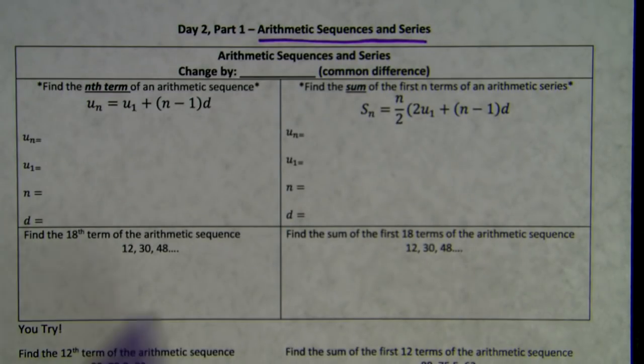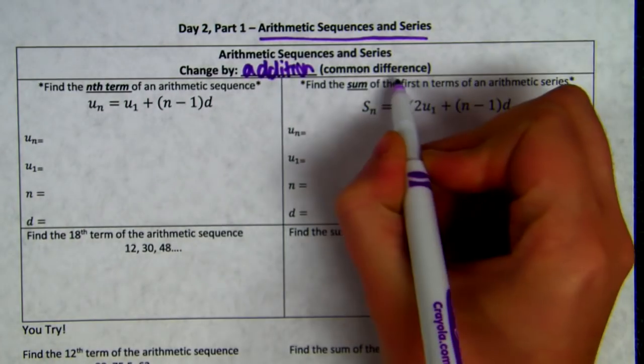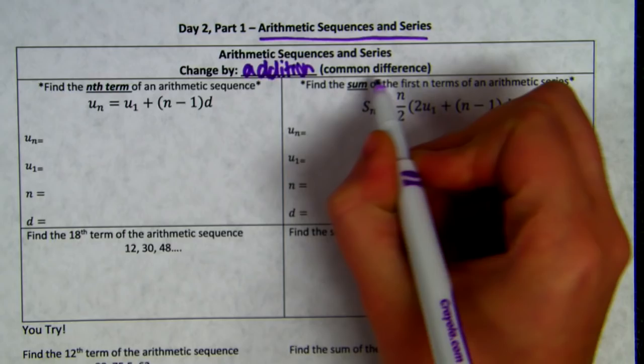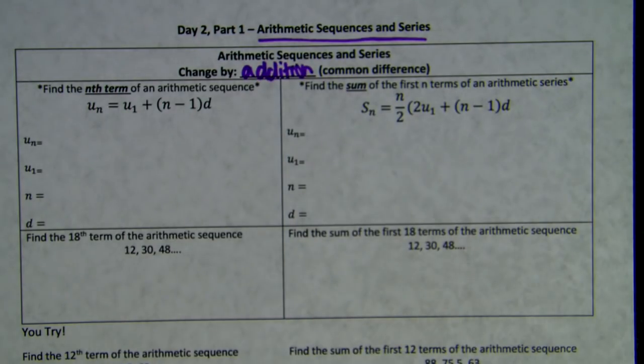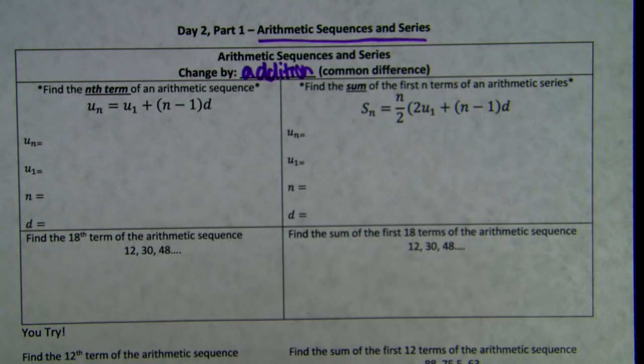So as a reminder, arithmetic sequences and series change by addition, which means that the terminology associated with that is the common difference. So arithmetic changes by addition. The way I remember that is that they both start with an A. So not too challenging, but arithmetic is addition. So remembering our formula, I know it's been a while since we've seen it.